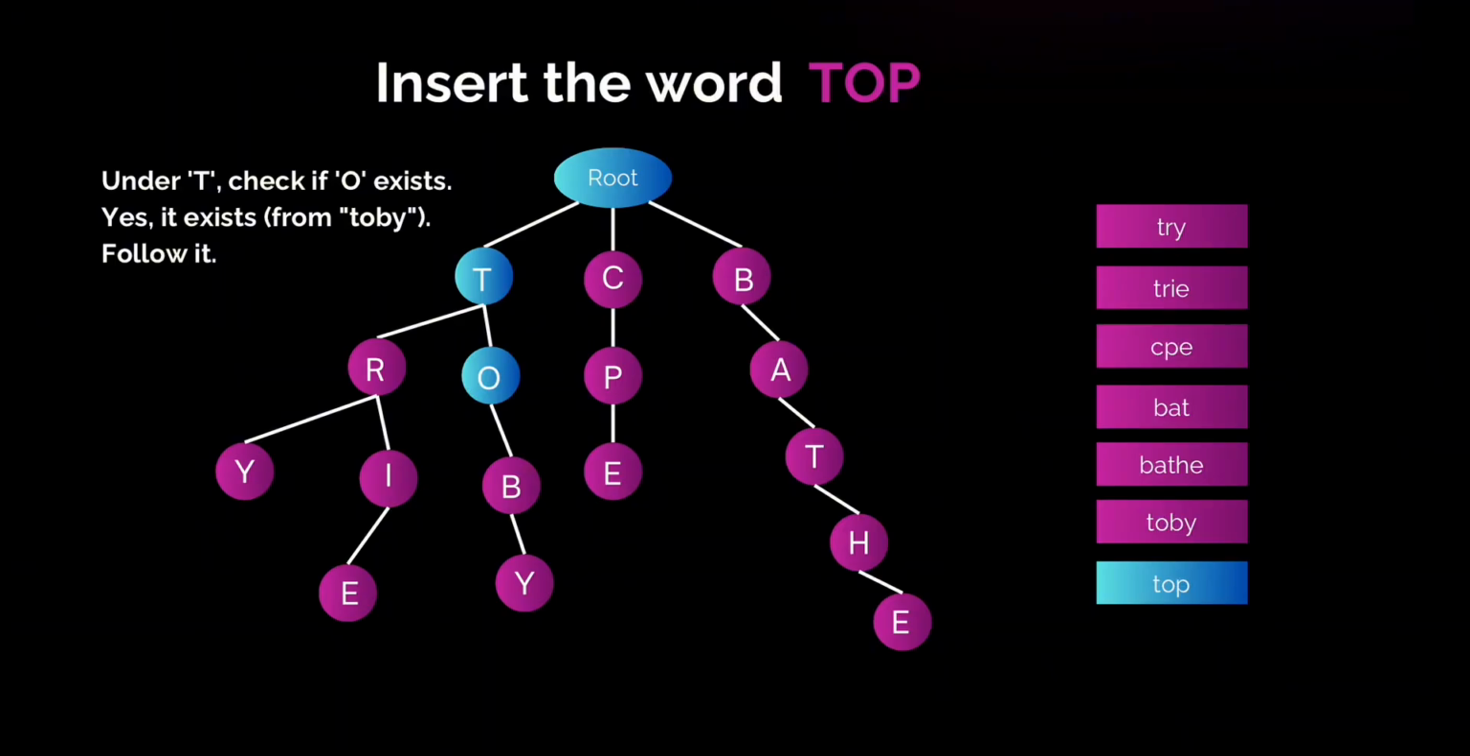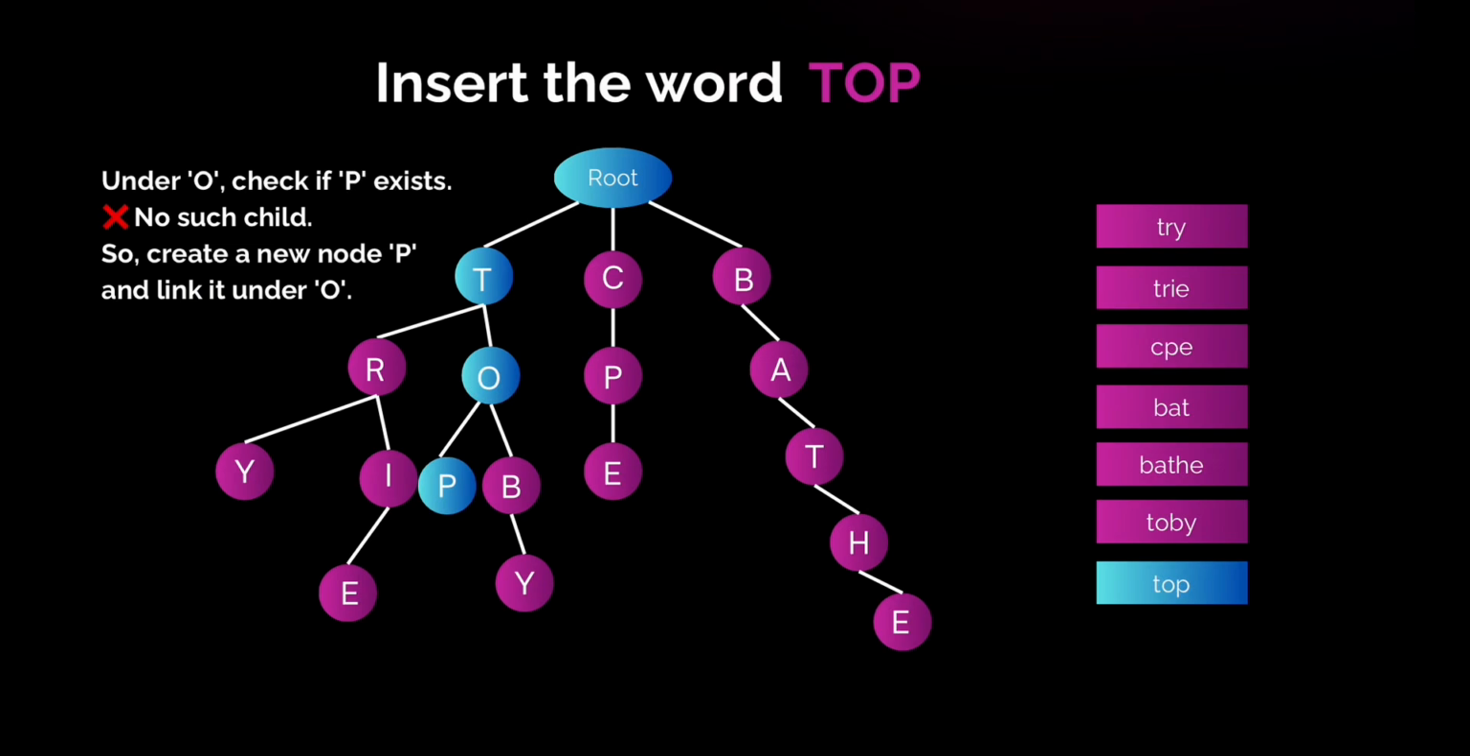So now we create a new node labeled P. Connect it as a child of O. This is the only new node added during this insertion. After adding the P node, we need to do one more thing. We mark this P node as the end of a valid word. That's how the trie knows that top isn't just a path, but a full word we can search for later. Without this marker, top would just be a partial path and searches wouldn't recognize it as a word.